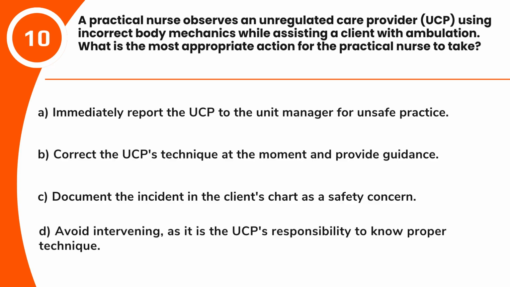Question 10. A practical nurse observes an unregulated care provider, UCP, using incorrect body mechanics while assisting a client with ambulation. What is the most appropriate action for the practical nurse to take? A. Immediately report the UCP to the unit manager for unsafe practice. B. Correct the UCP's technique at the moment and provide guidance. C. Document the incident in the client's chart as a safety concern. D. Avoid intervening, as it is the UCP's responsibility to know proper technique.